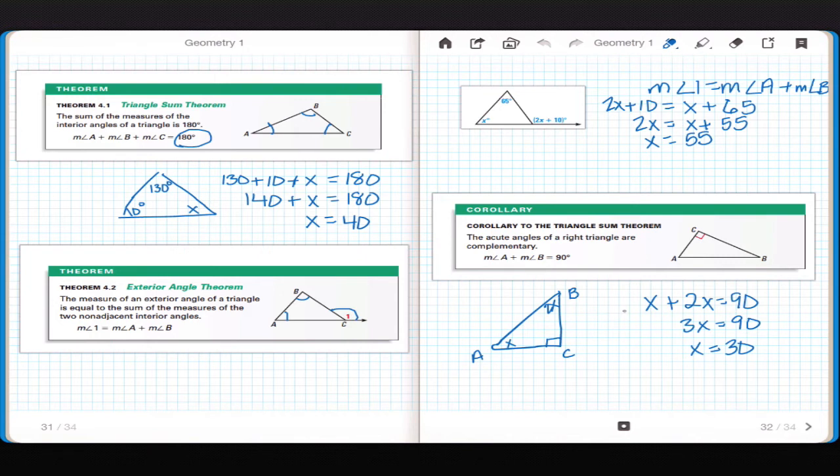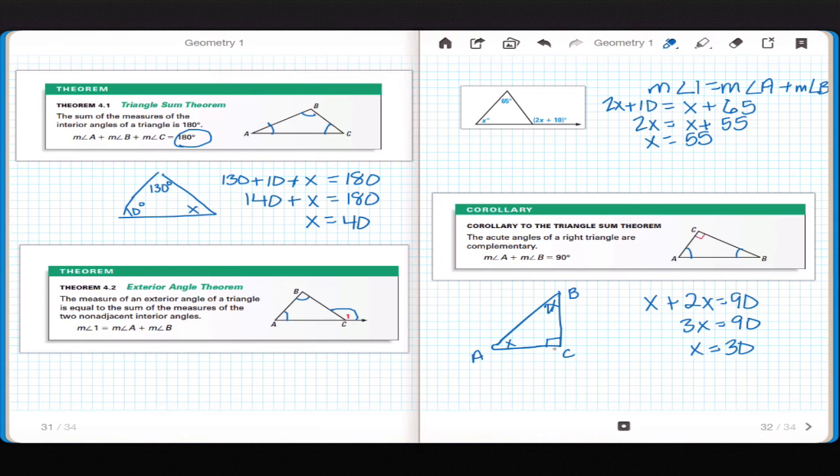The last thing we'll talk about is the corollary to the triangle sum theorem. The acute angles of right triangles are complementary. So that means you know this is 90 degrees and a triangle has to have 180. So therefore this angle plus this angle must equal 90 to give you that 180. So you might be able to apply that in a problem where you have the two variables, or you have a variable and another variable, and you need to solve for those.